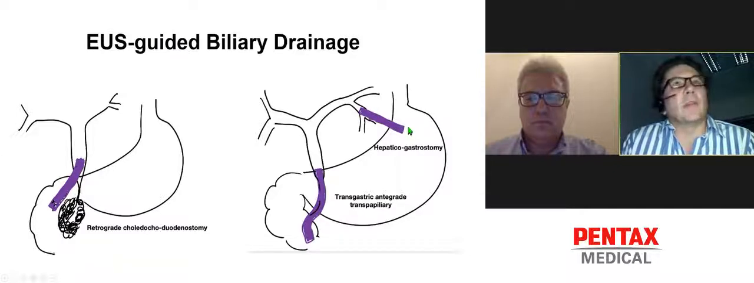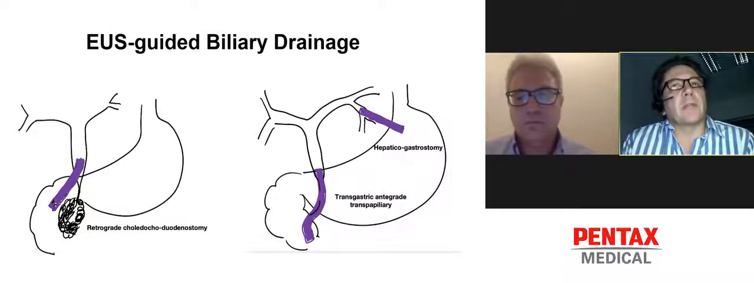But then there's also a very important third technique, which I think has been sort of neglected in the discussions, and that is when we use access from the proximal stomach, but then advance a guide wire across the malignant stenosis, across the papilla into the small bowel. And that is what we will refer to as a transgastric antegrade transpapillary procedure.